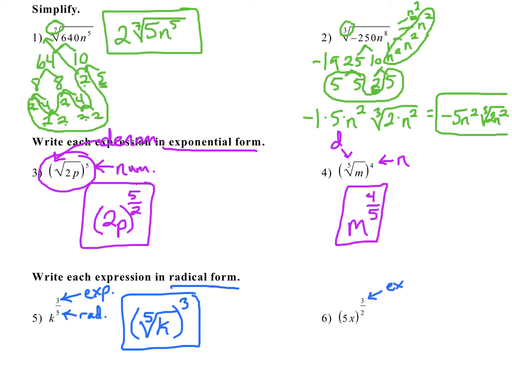Again, 3 is my exponent here for number 9. 2 is my radical. So that means that I have the square root of 5x raised to the 3rd.